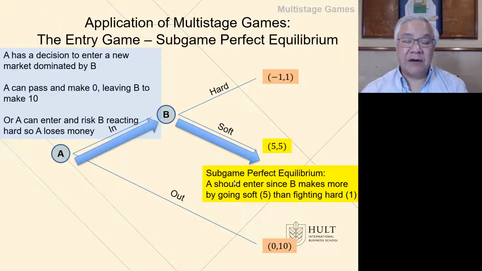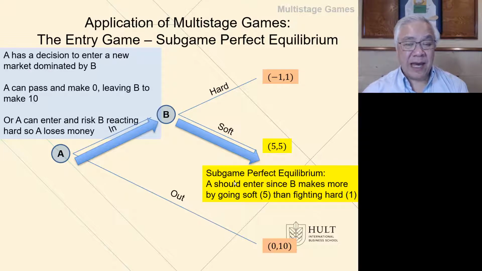Let's do a different scenario. Let's do an entry game where A is a company considering a move into a new market that is currently dominated by B. If A chooses not to go into the market, then B gets all the money and makes 10. However, A can enter the market and B will threaten like crazy that they're going to go hard with a response so that A will regret it, and that response will lead to the endpoint of A losing money. Let's call it $1 million because a dollar doesn't sound interesting. So B is essentially threatening A, if you enter, I'll go hard against you and you lose $1 million.